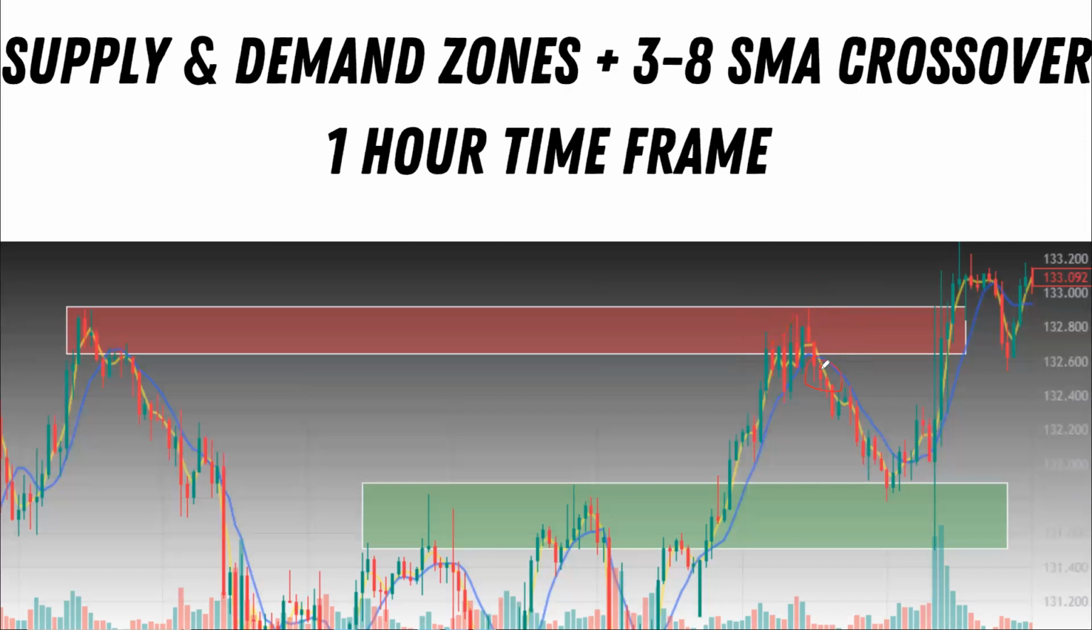So you get the crossover, and what do we end up doing? We come down into our demand zone, and then look what happens. We enter into our demand zone. This is an area where we're expecting price to push back up higher, and then we get the crossover shortly afterwards, right? So boom, we enter into demand, we get our crossover here, and we take that order back up into our previous supply zone. So that's combining a couple strategies right there, supply and demand with the 3-8 SMA crossover.